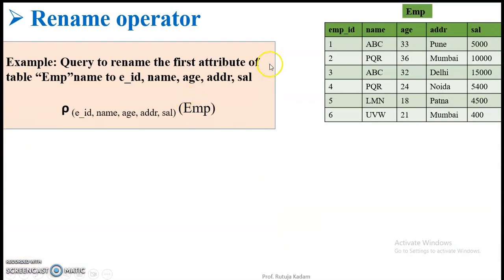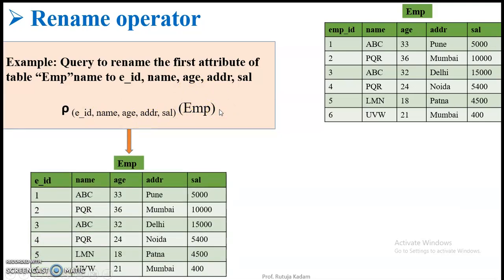Then if I want to rename the first attribute of the table EMP. So what is the first attribute? It is EMP_ID to E_ID, and the rest I want to keep the same: name, age, address and sal. So how will I do that? I'll write rho. The first attribute will be E_ID as I want to change it, and the remaining will be the same: name, age, ADDR, sal. Of which table? Of the employee table. So it will return the changed column name for the first attribute, that is E_ID, which was earlier EMP_ID.